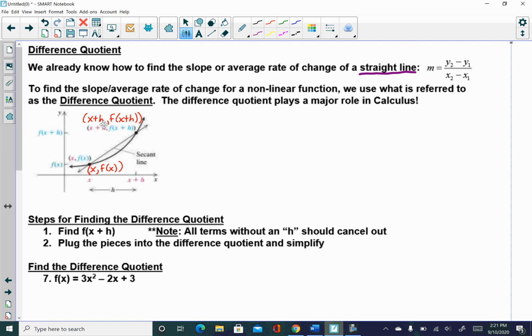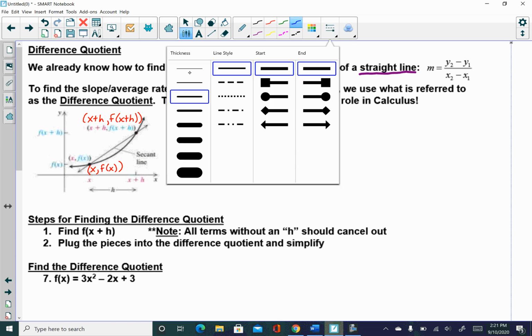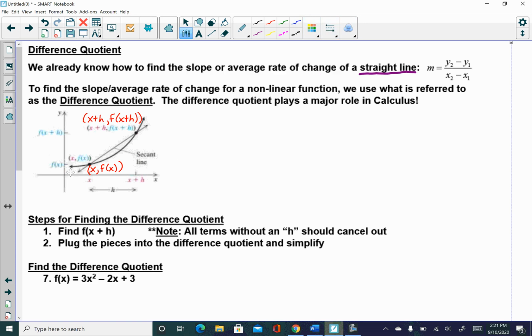All right, so let's think of this then as the point down below. This will be your first ordered pair, so I'm going to call this x1, y1. And up here, this is going to be your second ordered pair, so we're going to call this x2, y2. And we're going to use the slope formula to derive this for you. y2 minus y1 over x2 minus x1.